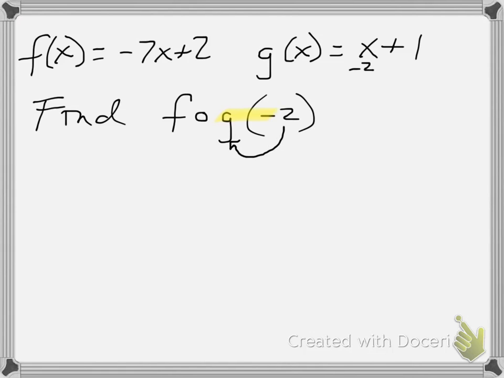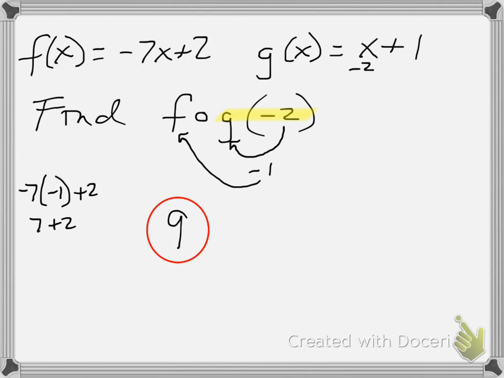Negative 1. And then I'm going to put the negative 1 into f. And when I put negative 1 into f, negative 7 times negative 1 is 7 plus 2. 9. Very good. I get an answer of 9. And I could make that a real long composition. Instead of just f of g, it could be g of g of f of g. And you just put that number in and you just keep going left. Okay? And eventually you'll run up to the end.